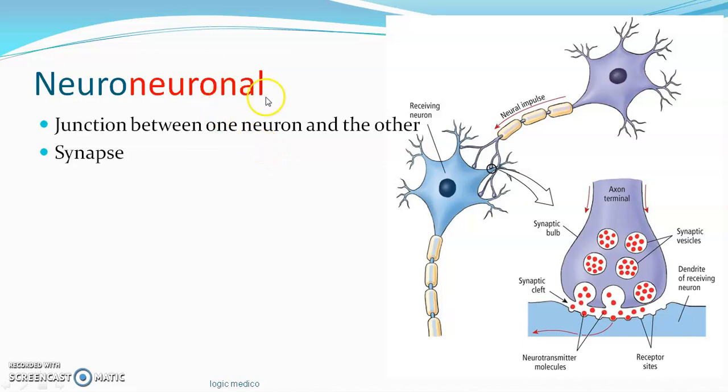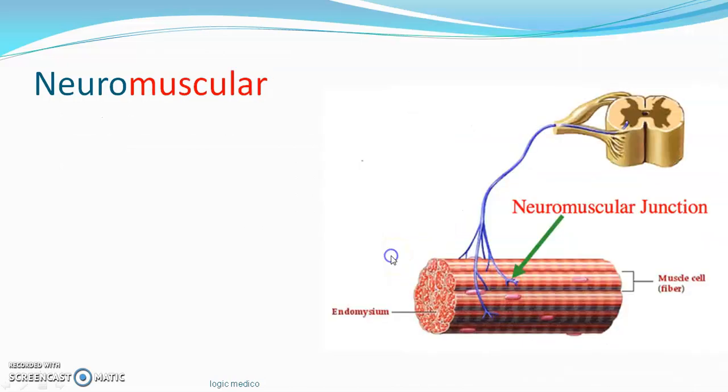Whenever the word neuronal is used, that means the junction between one neuron and another neuron. It's nothing but a synapse. The gap between the two neurons is called the synaptic cleft, where the neurotransmitter is released by the presynaptic neuron. It will act on the postsynaptic neuron to bring about the effect, either stimulation of the postsynaptic neuron or inhibition of the neuron.